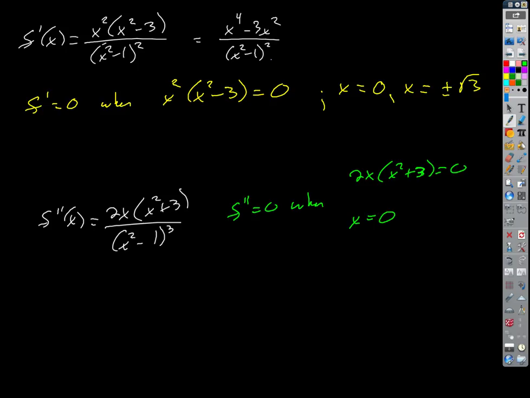Say it again, question? Why doesn't this one give us zeros? Because if I said x squared plus 3 equals 0 and solve, I get x squared equals negative 3. So I'm going to get i's in it, right? And they wouldn't be real.